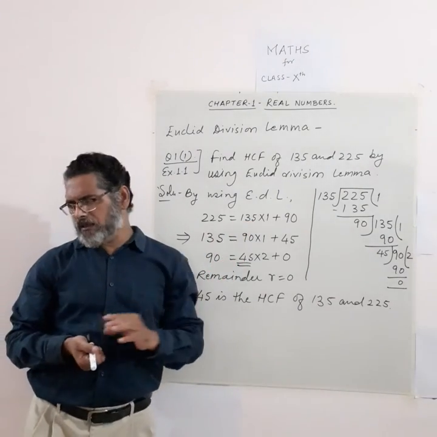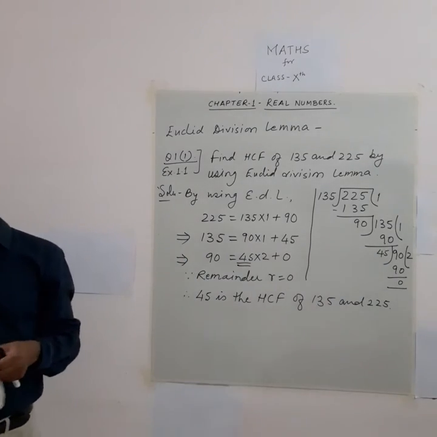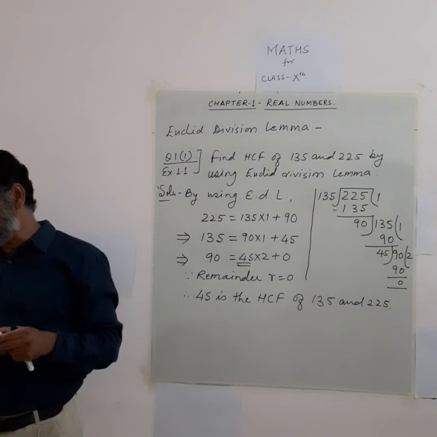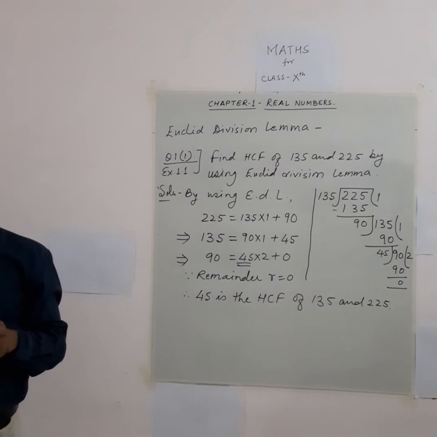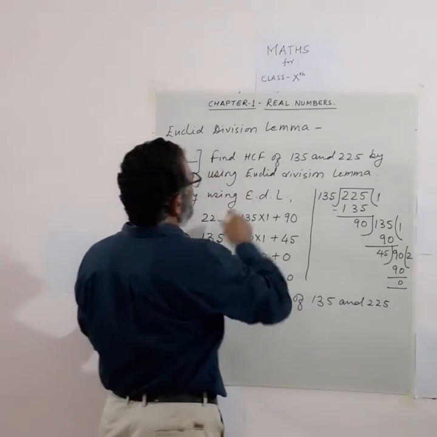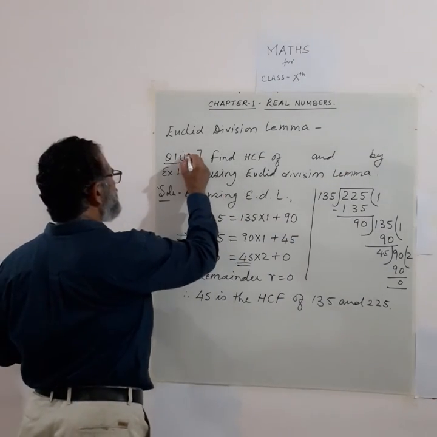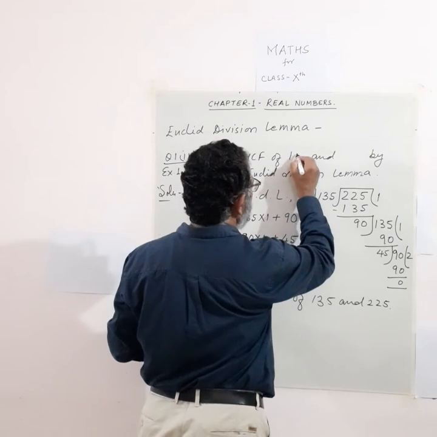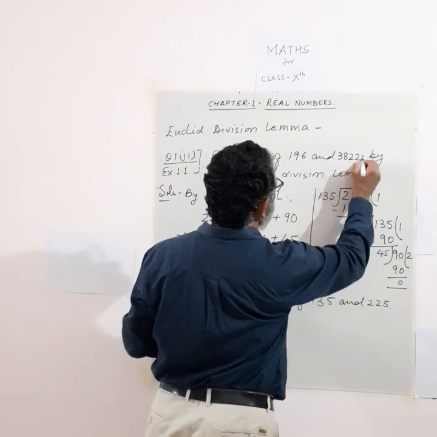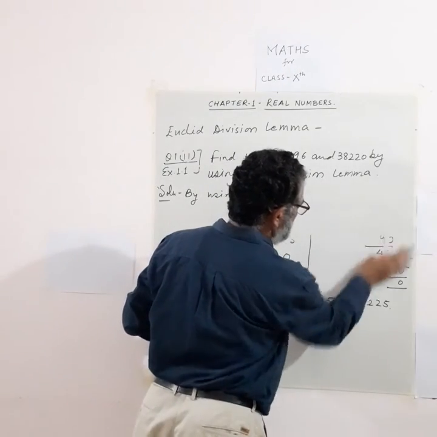Okay. For your convenience, we can write one more example. That is the second question. Find the HCF of 196 and 38,220. So here we adopt the same process.